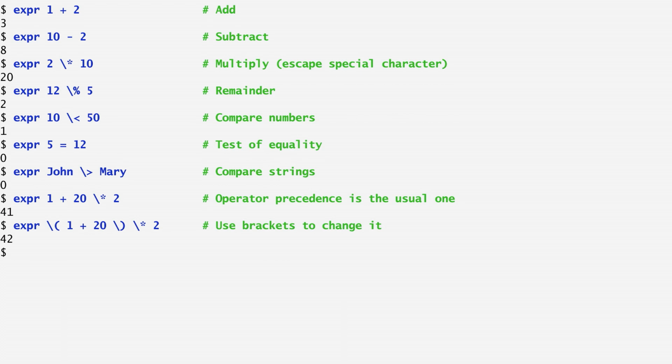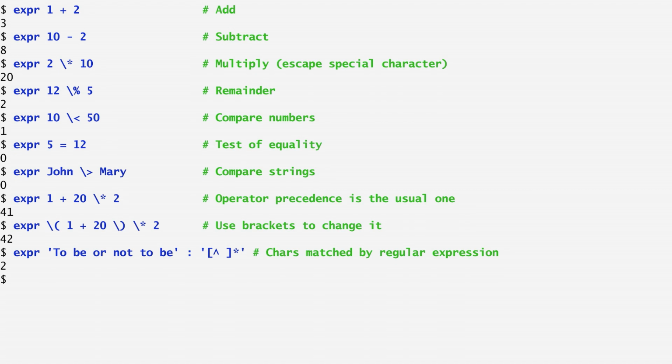Another nifty application of the expr command is regular expression matching. In this case, the first argument to expr specifies the lookup string. Here, I enter "to be or not to be". Then, the second argument is the matching regular expression, specified after a colon command. Here, I match anything but a space any number of times. We see that there are two characters at the beginning of the specified string occurring without a space.